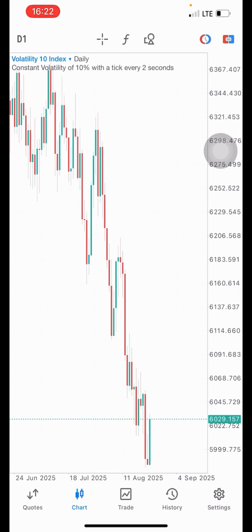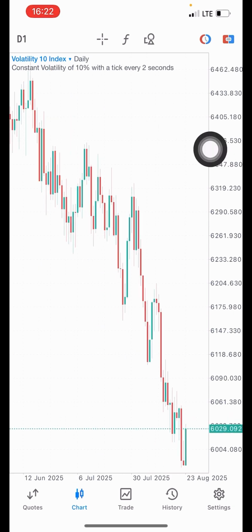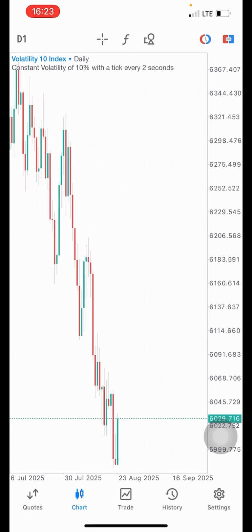Alright guys, in today's video we are going to be doing a price action analysis on the Volatility 10 Index. As you can see right now, we are on the daily time frame, and currently price is in a downtrend. So I'm going to step down to the 4-hour time frame for more analysis.